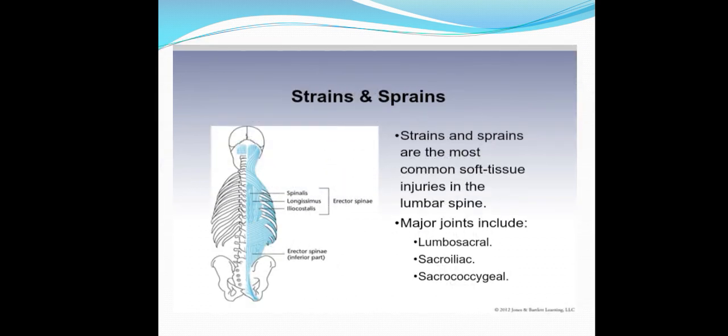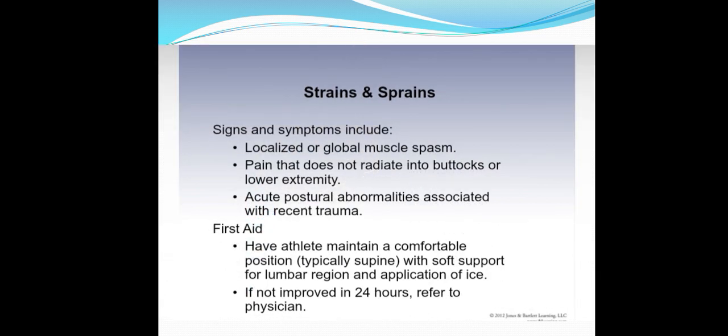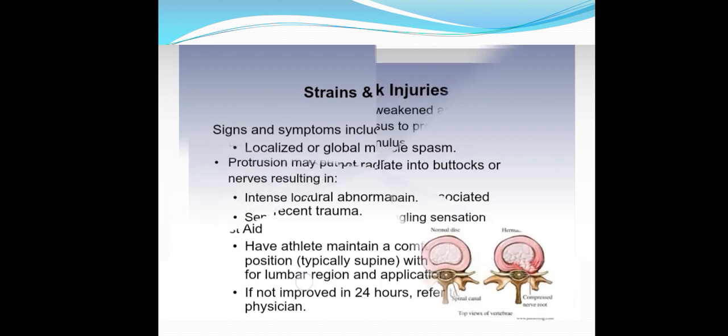Lumbar sprains. Lumbar sprains are the most common soft tissue injuries in the lumbar spine. The major joints include the lumbosacral, sacroiliac, and sacrococcygeal. Signs and symptoms include localized or global muscle spasms, pain that is not radiating into the buttocks or lower extremity, and acute postural abnormalities associated with recent trauma. The first aid is to have the athlete maintain a comfortable position, typically supine with soft support for the lumbar region, and application of ice. If not improved in 24 hours, refer to a physician.